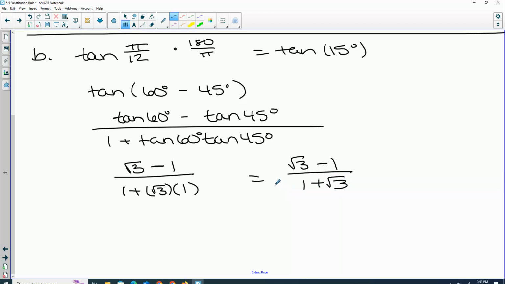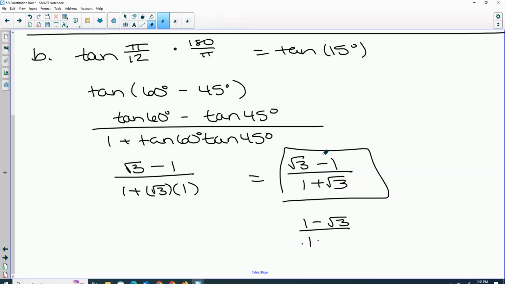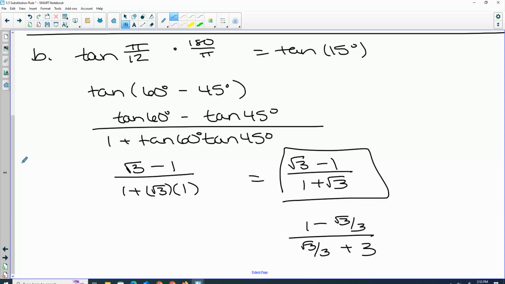Now, tangent is the weird one. I'm going to let you leave it like that, but if you used 30 and 45, yours looks different right now. You might have had 1 minus radical 3 over 3, divided by 1 plus radical 3 over 3. So if you had done the 30, you probably got to the point where you had 1 minus radical 3 over 3 and radical 3 over 3 plus 1, sorry.